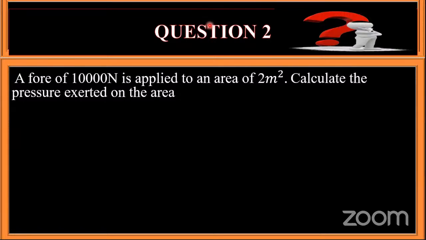Pressure is equal to force divided by area. The force is 10,000 newtons and the area is 2 meters squared. So we say 10,000 newtons divided by 2 meters squared, and it's equal to 5,000 newtons per meter squared. Very, very good.